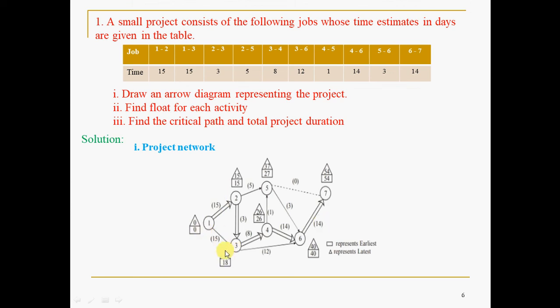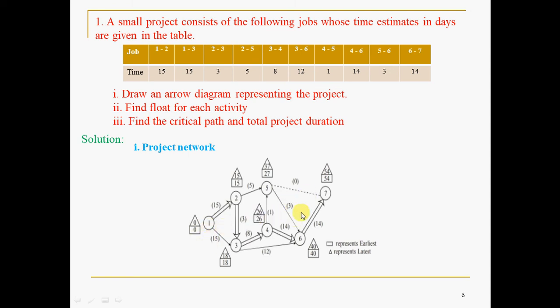So minimum of 18 minus 15, comma, 15 minus 15, that is 0, is the minimum: 0. Please note that in the first node and last node, these values will be the same, or they should be the same: 0 and 0, and the maximum, whatever it is, 54 and 54. So the square box represents the earliest, and the triangle represents the latest, okay? Mathematically also we'll discuss. This is the way to determine the square box and triangle box values.